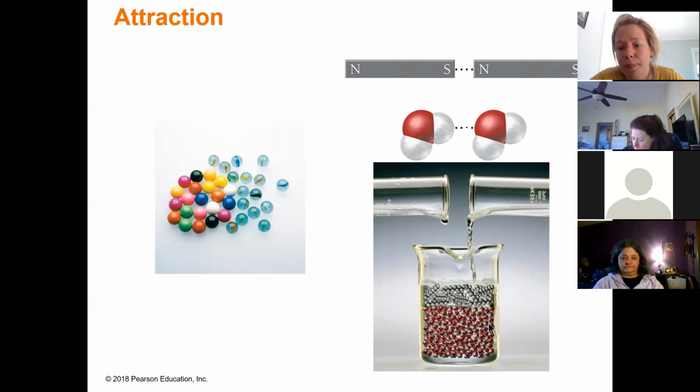So here we can see all the water molecules are clumping together. They're sticking together and they're pushing the oil out. Why does the oil sit on top? That has to do with density. This has a lower density than the water, so it floats.